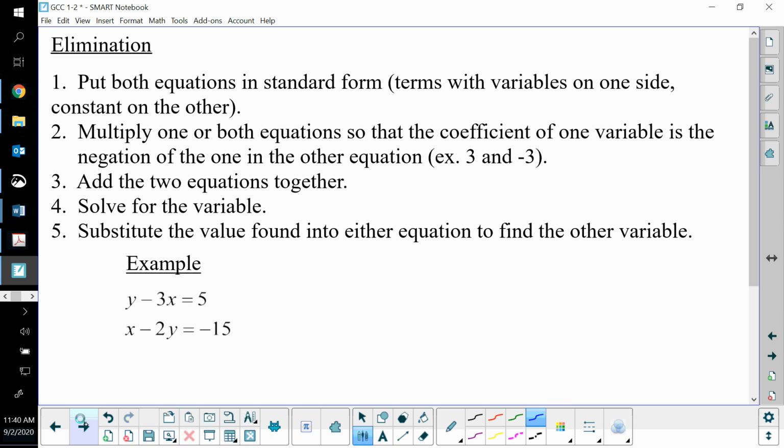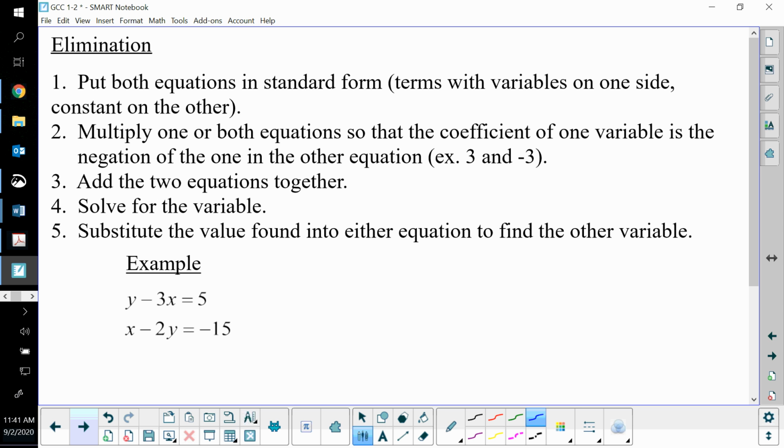So in elimination, you want to put both equations in standard form. Standard form means you want both variables on the one side and the constant on the other. It doesn't really matter which is which, but often we see the variables on the left and the constant over on the right. A constant is a term that has no variables, so like the 5 or the negative 15 in this example. Then we have to try and get our coefficient in front of one of our variables to be the same number but different signs. So think like 3 and negative 3. So let's maybe see if we can get up to there, and then we'll talk about the other steps.